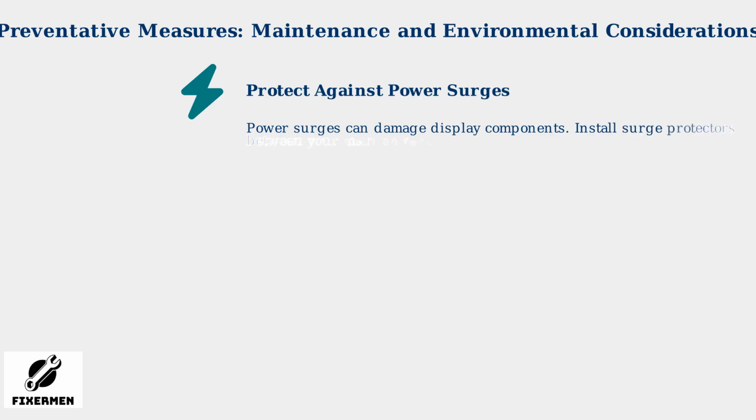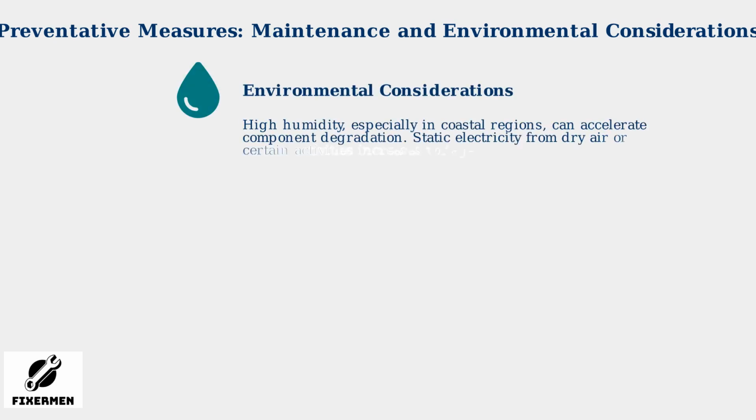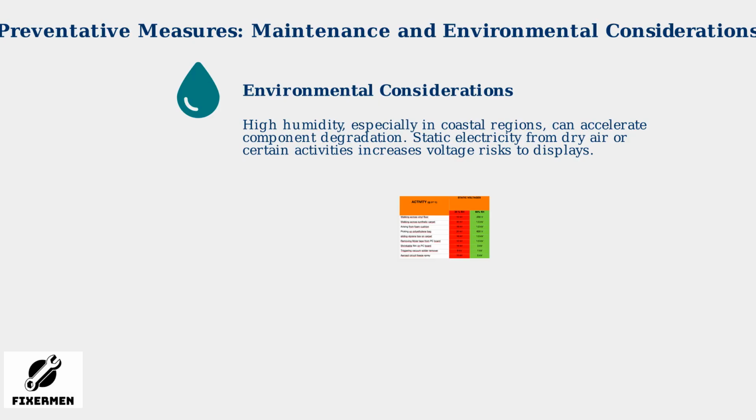Protect your system from power surges, which can cause blank screens by damaging internal components. Install quality surge protectors in your electrical setup. The circuit diagram shows how surge protectors intercept voltage spikes before they reach your HVAC equipment. Environmental factors play a significant role. In humid coastal areas, moisture can degrade capacitors and other components. The table shows how different activities generate static voltages, which can affect your AC display's reliability.